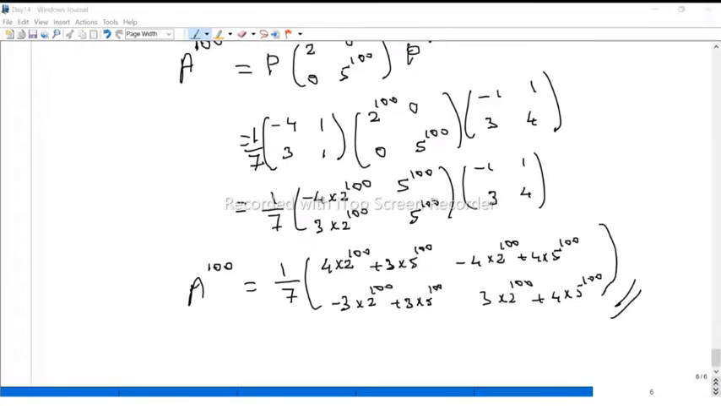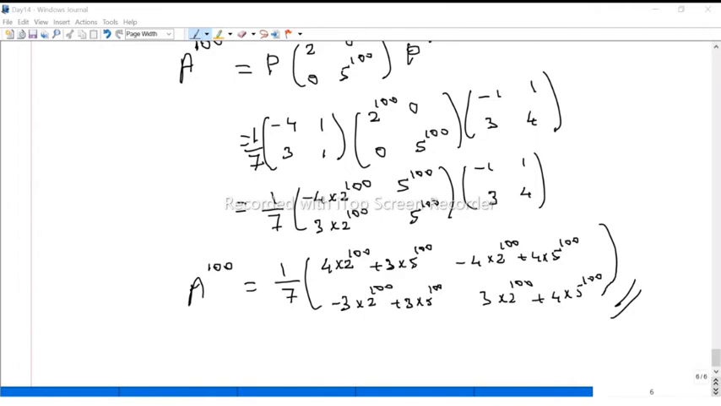So the diagonalizable concept is very useful to find the powers of any matrix. Here I am taking a 2 by 2 matrix, but in the examination they sometimes ask a 3 by 3 matrix. They will ask what is A to the power 50 or something.